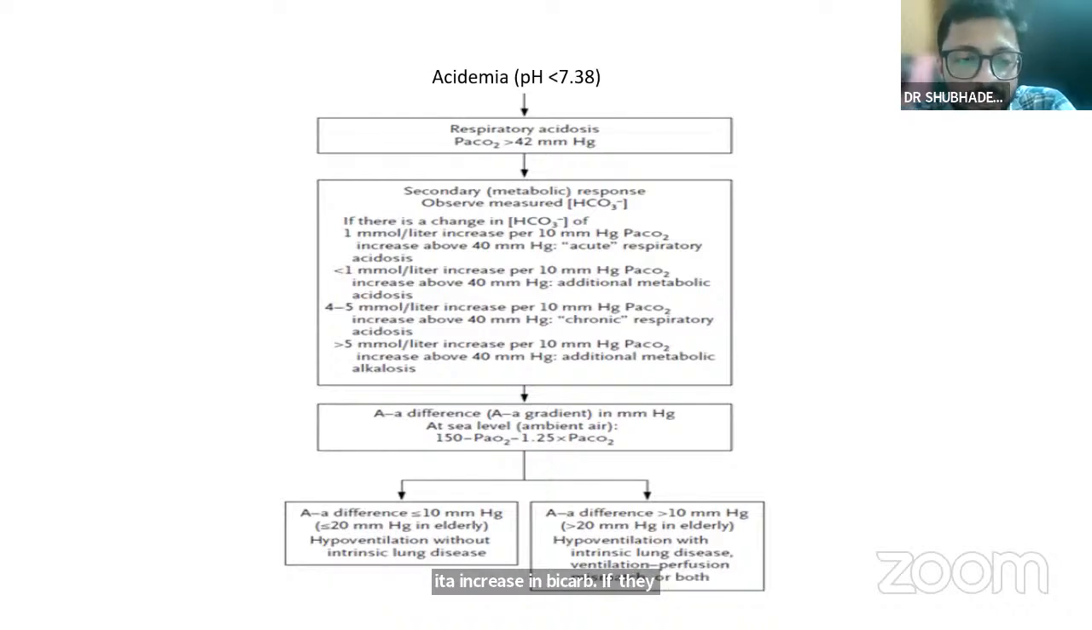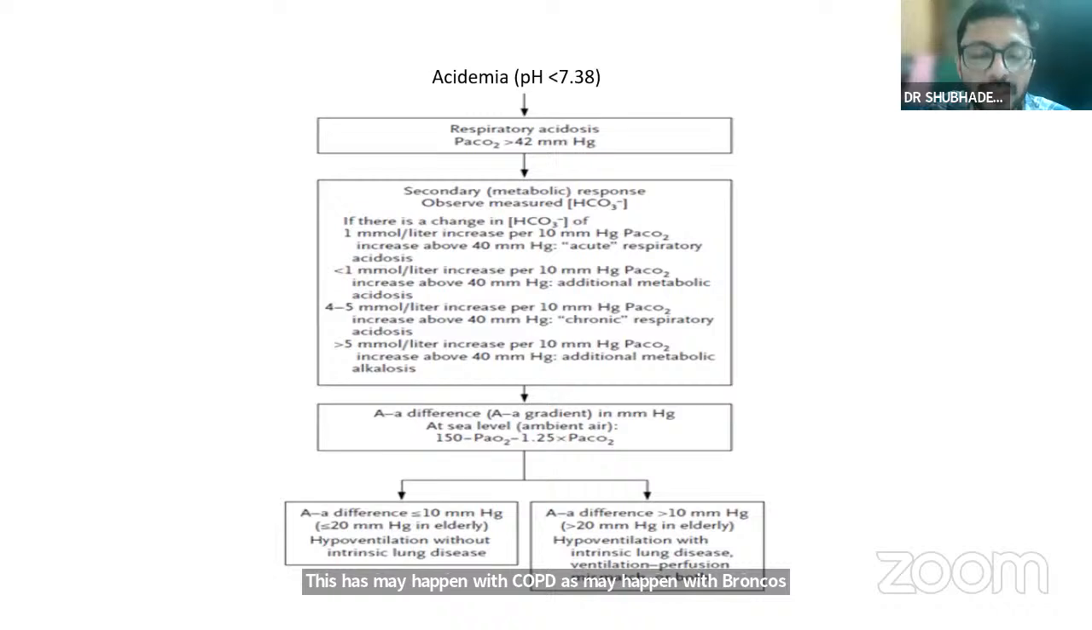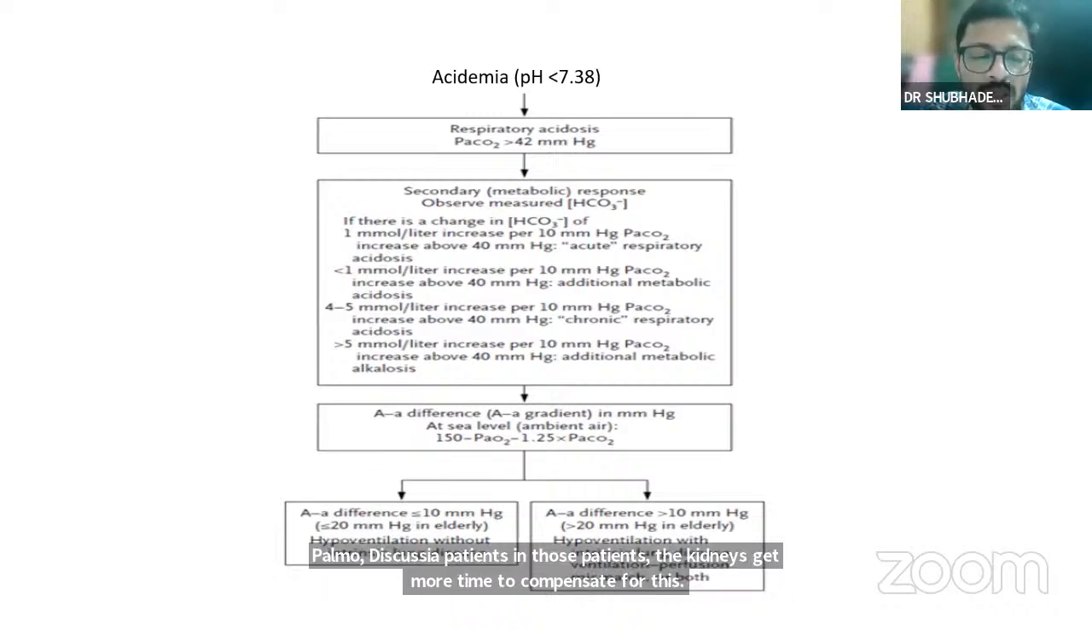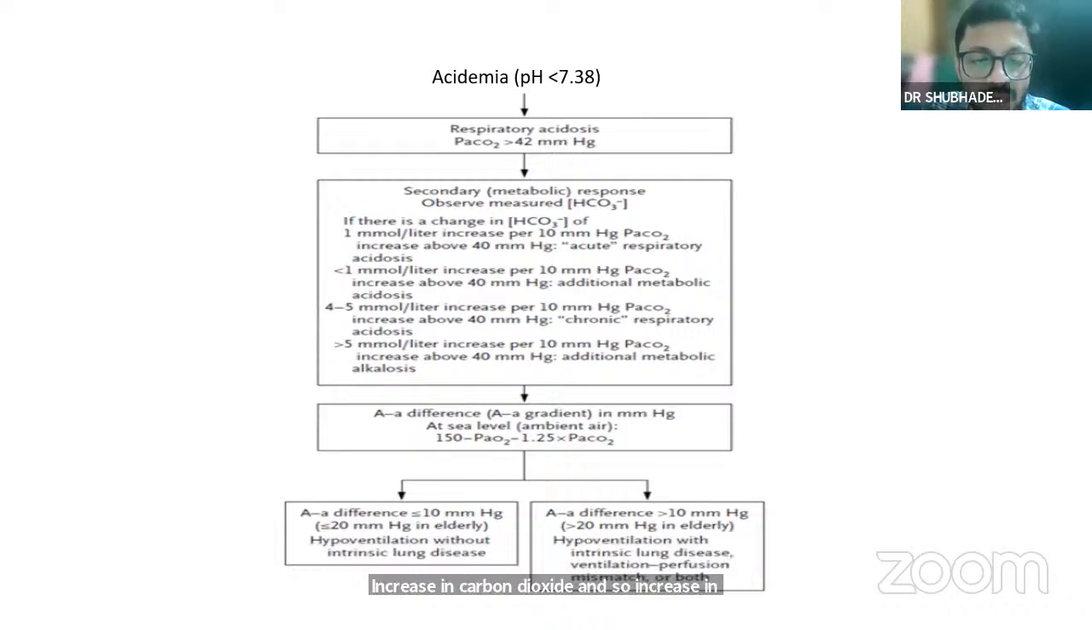If the bicarb increase is less than 1 millimole per liter, then there is additional metabolic acidosis. For chronic respiratory acidosis, as may happen with COPD or bronchopulmonary dysplasia patients, the kidneys get more time to compensate for this increase in carbon dioxide, and so the increase in bicarb is by 4 to 5 millimole per liter, and if this is more than 5 millimole per liter, then there is an additional metabolic alkalosis.